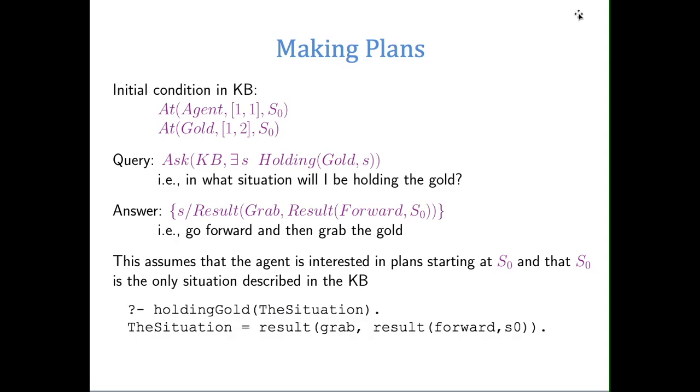How would we describe that in Prolog? Well, we could say something like, we want to be holding the gold in some situation, which I've called the variable situation, and it gives us the binding of the situation that is the result of grabbing in the situation that's the result of moving forward. And note, this is a variable situation and not the gentleman from Jersey Shore.